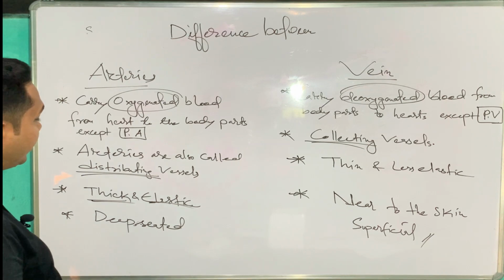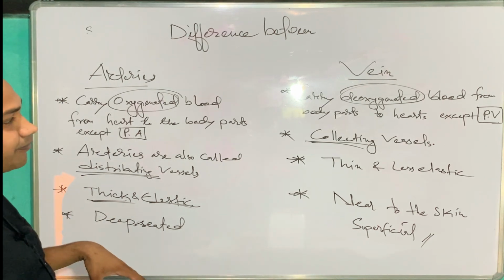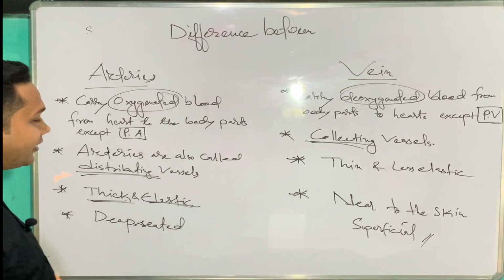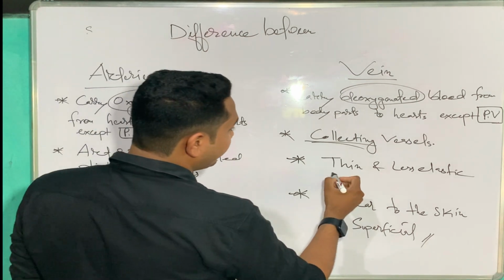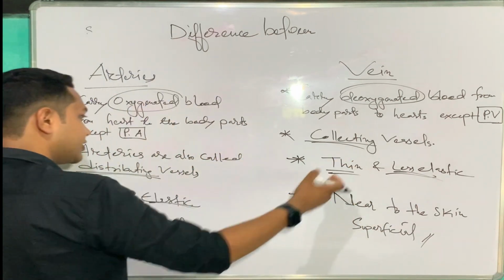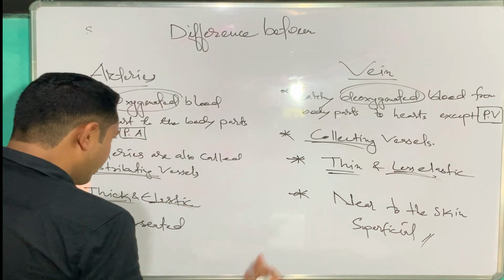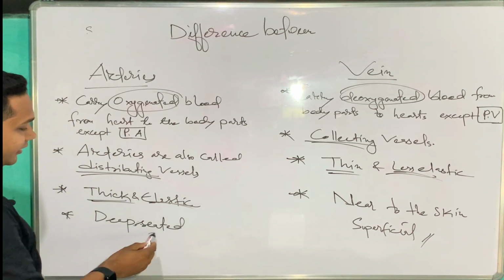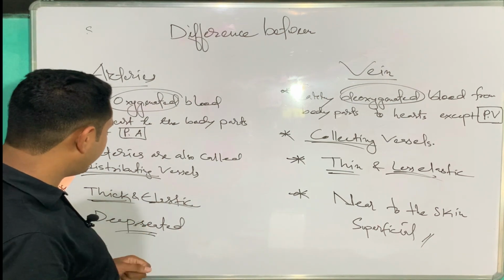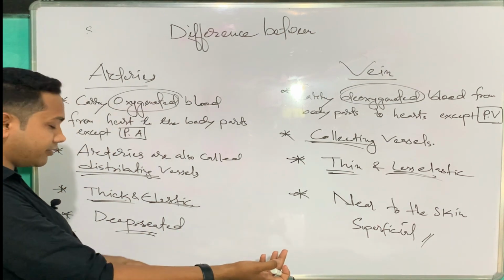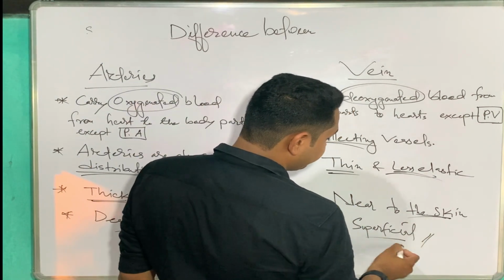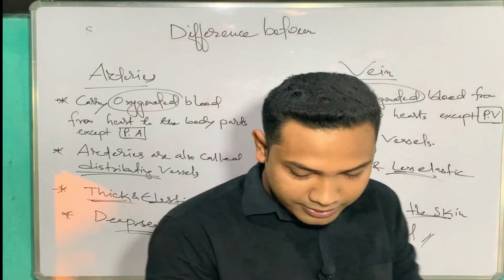Then they are thick and elastic. Why are they thick and elastic? Just because they remain deep seated and they exert pressure. That is why they are thick and elastic in nature. But in case of vein there is no pressure exerted. That is why they are thin and less elastic. There exists a valve so that there should not be any backfall of the blood. Why are arteries deep seated? Because, as I told, they have a pressure. That is why they remain deep seated inside the skin. And the veins remain nearer to the skin at the superficial level. Superficial means nearer to the skin.